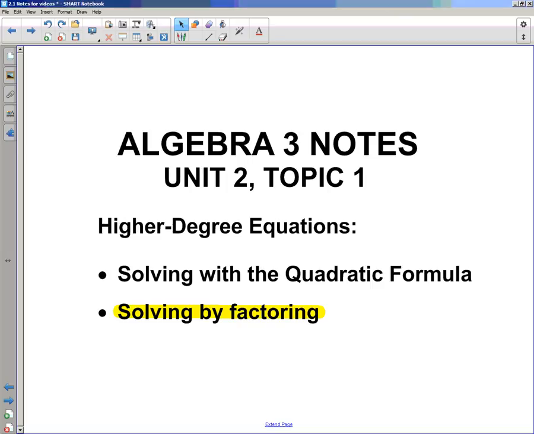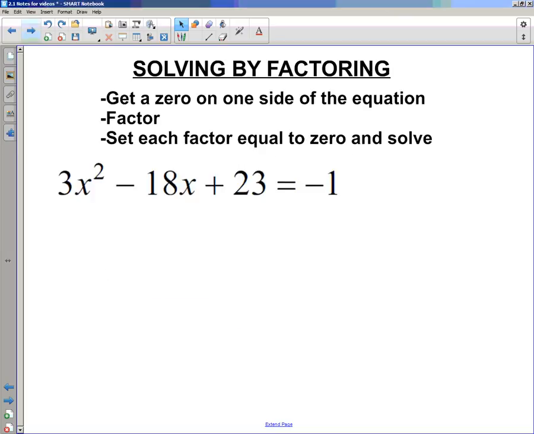Okay, solving by factoring involves 3 basic steps. We need to get a 0 on one side of the equation, then we need to factor the other side. And we use this property called the zero product property that says that if you've got a 0 on one side, you can take your factors on the other side and set each one individually equal to 0. So basically for each factor you create, you're going to create an equation of its own. Now since the factors are simpler than the original equation, these equations will be much easier to solve.